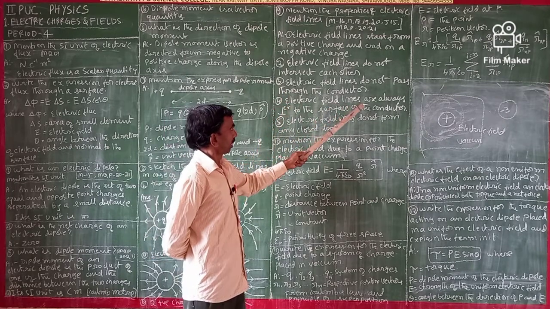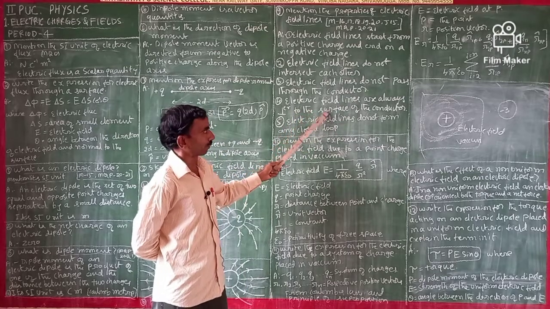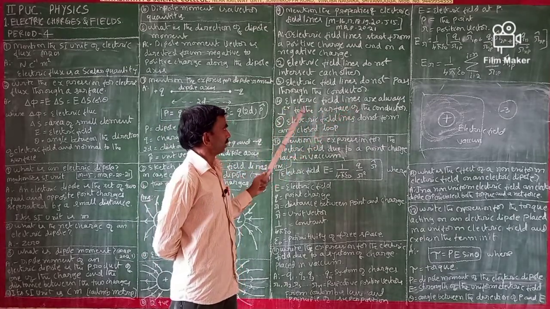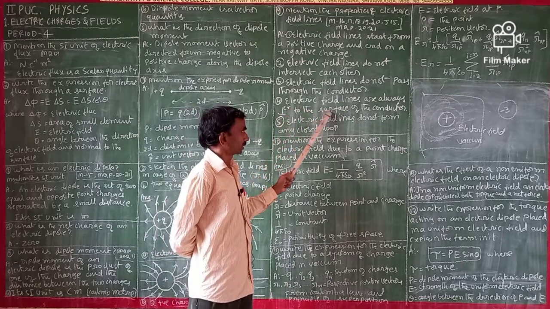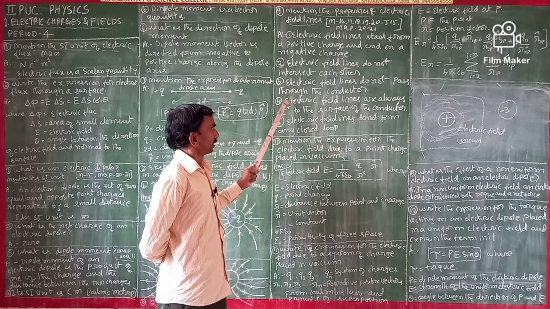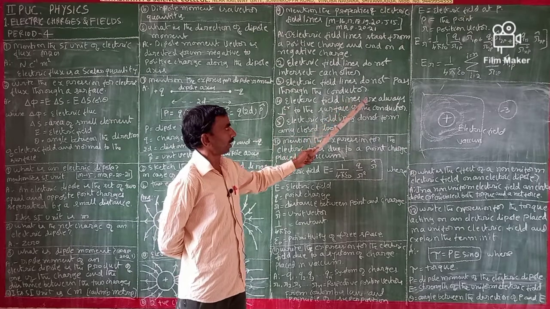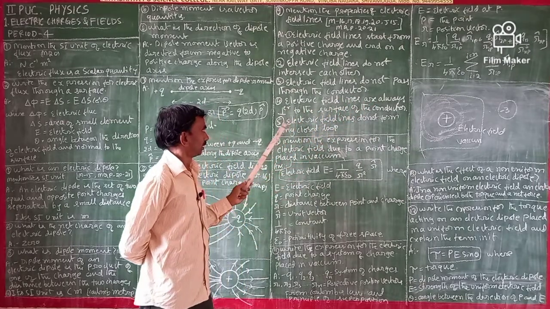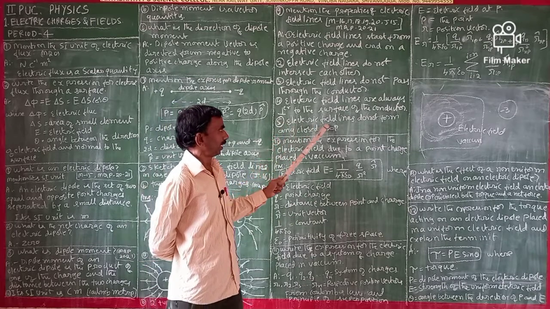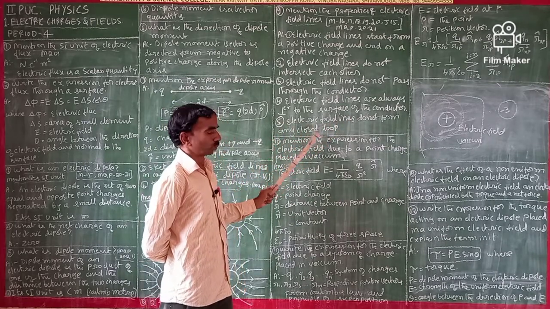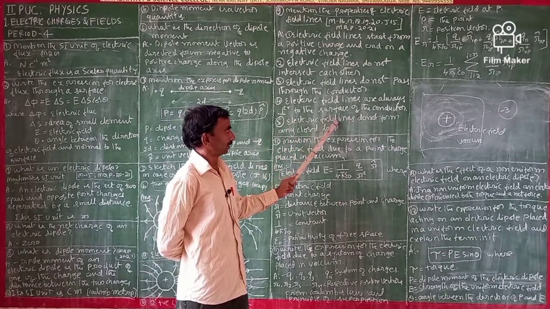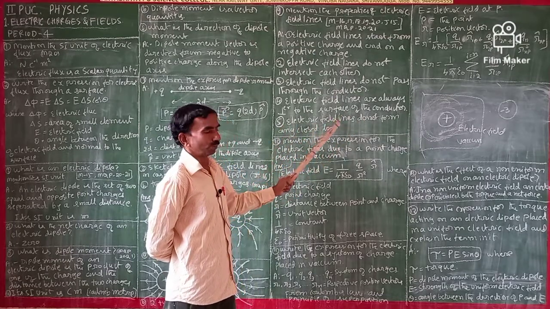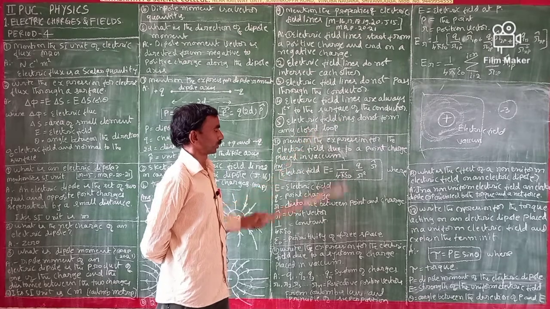Electric field lines are always perpendicular to the surface of the conductor. Fifth one, electric field lines do not form any closed loop.